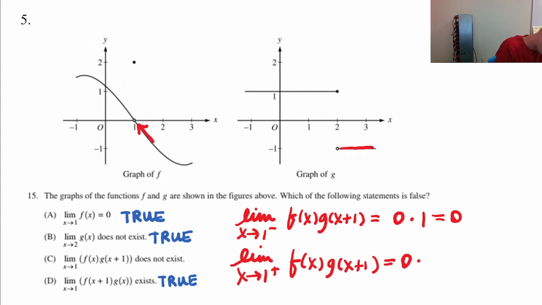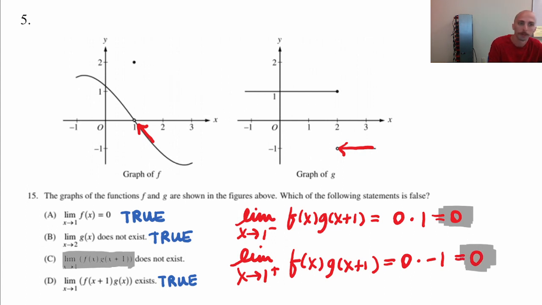For g, we're approaching x equals 1 from the positive side, so it's kind of like getting closer to g of 2 from a place bigger than 2. And that's going to be 0 times negative 1. But we know that 0 times negative 1 is also equal to 0. And since these limits both are equal to 0, we know that this limit right here, probably a poor choice of highlighter color, it's all right, we know that limit exists as well because its one-sided limits both exist and agree. So that's why this one must be false, and that's the answer.